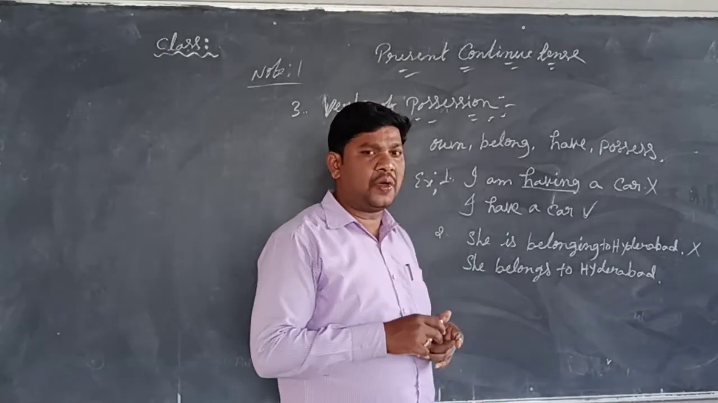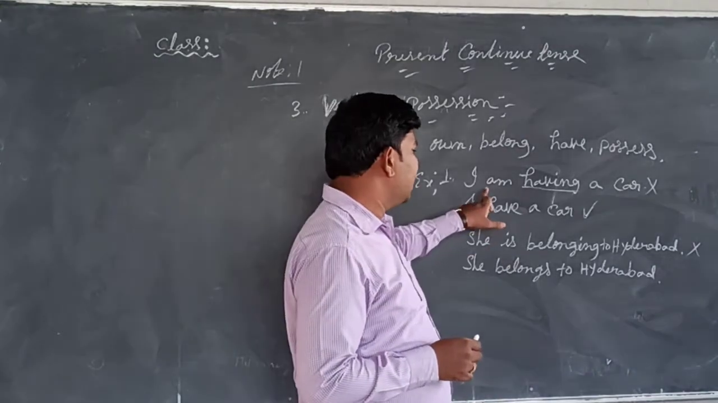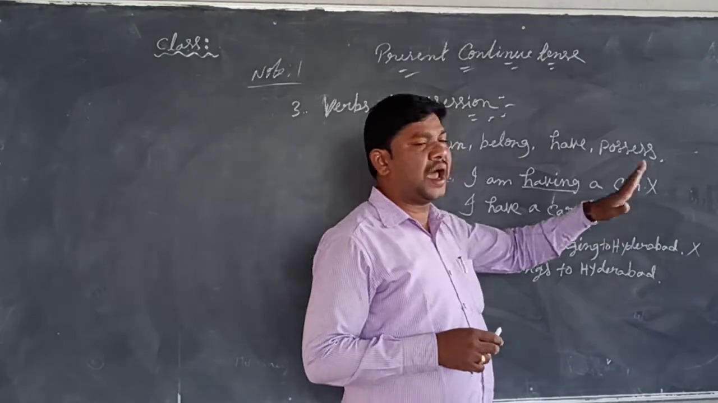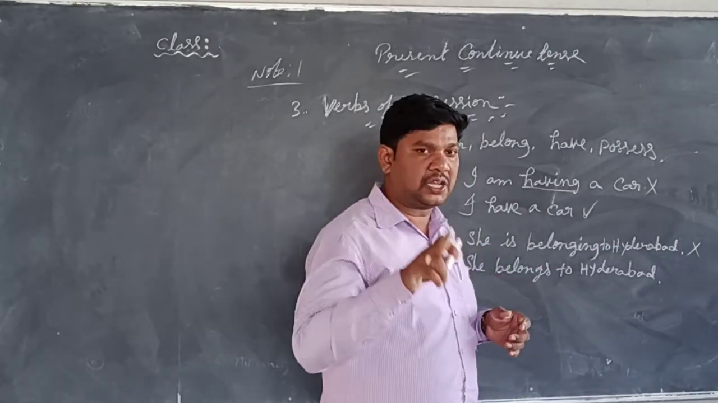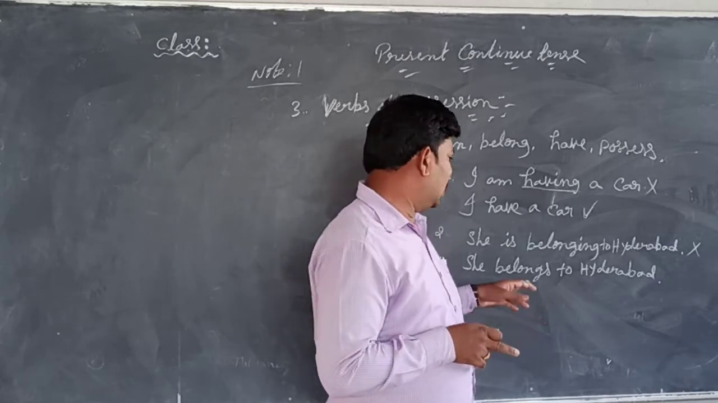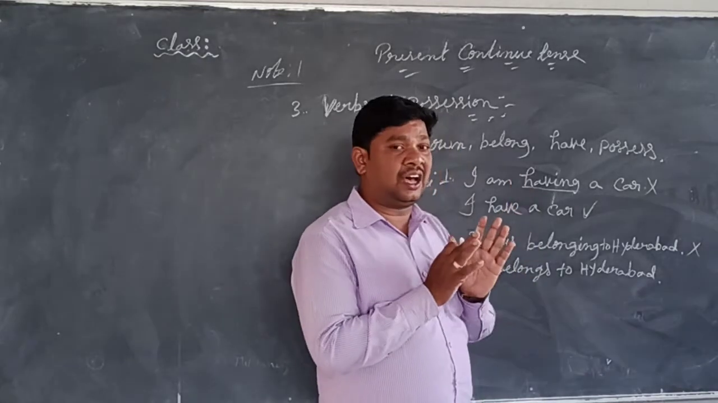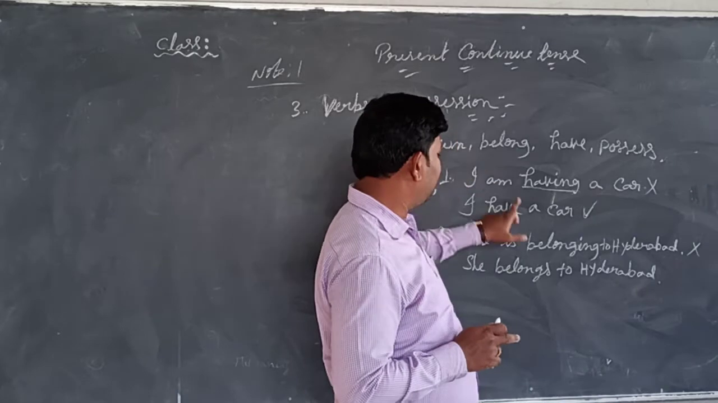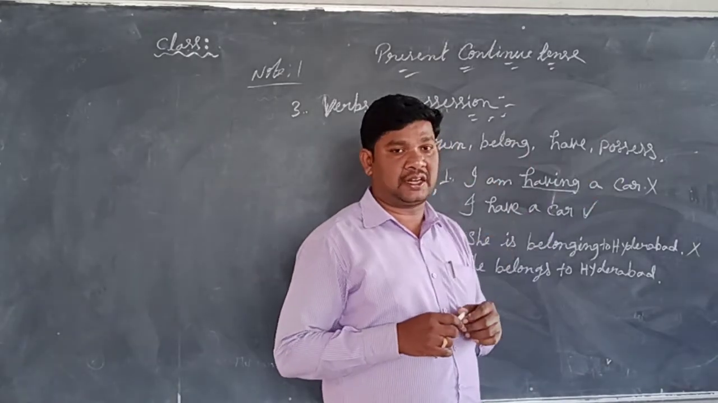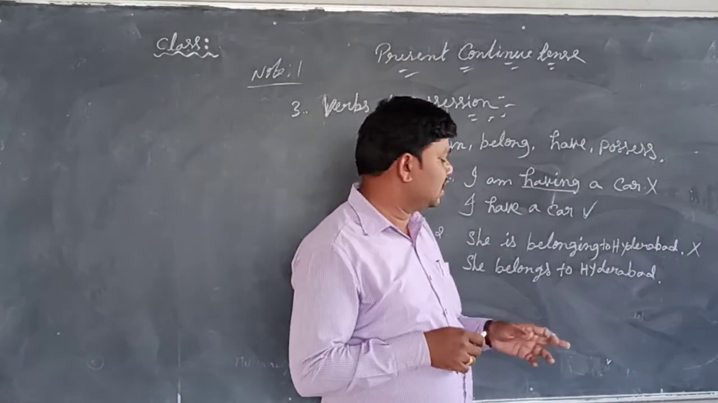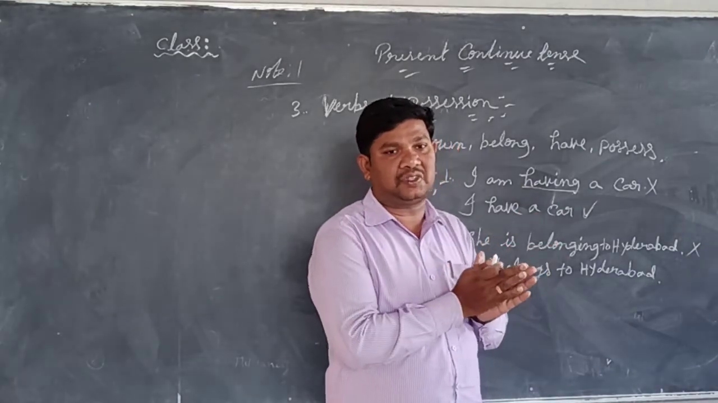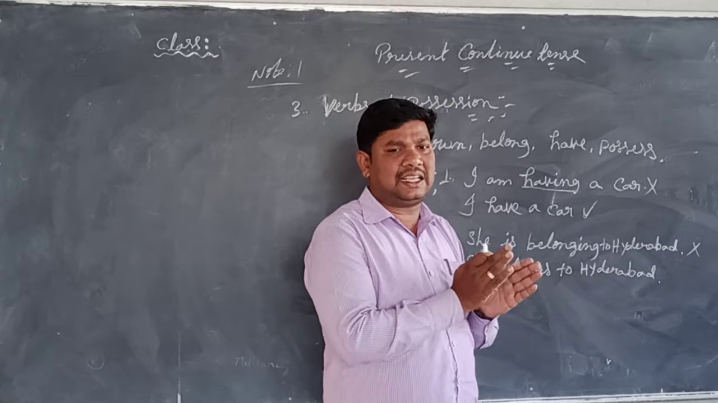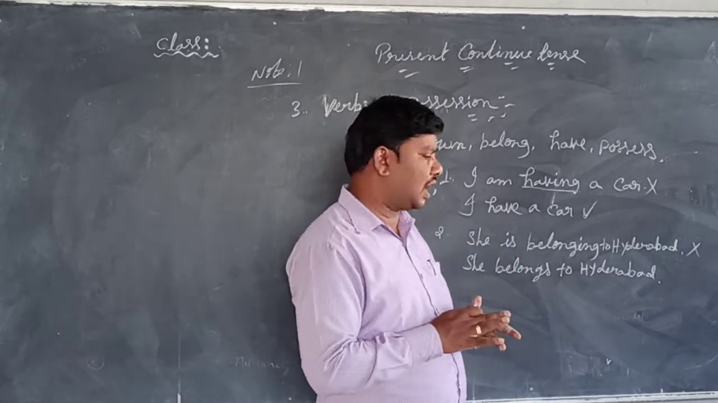For example, how he asked like this only: she is belonging to Hyderabad. Then you immediately observe, today I am telling you here, so she is belong. Belong is a possession. That's why we should not use present continuous tense. Then you remember that, the right one is she belongs to Hyderabad. These are the corrections of the sentences. This topic exists in the first PUC grammar only.